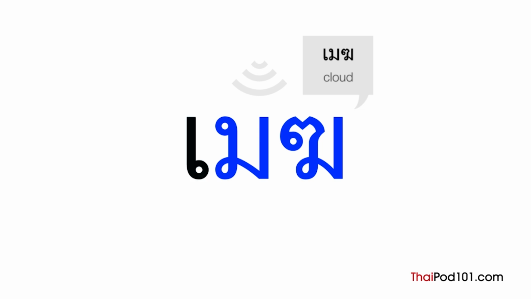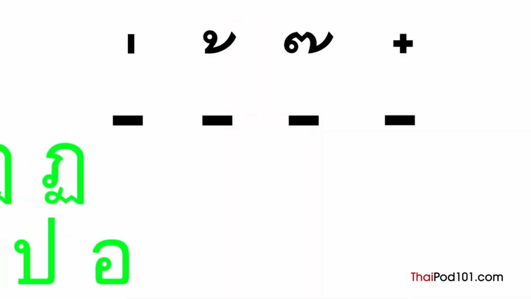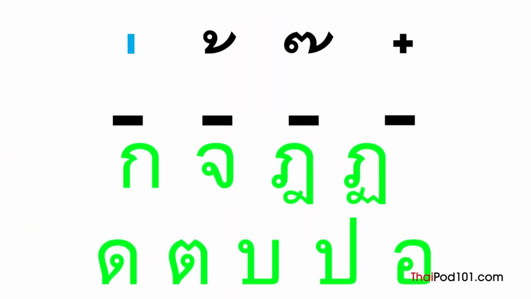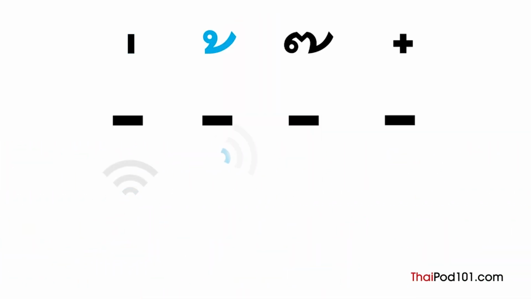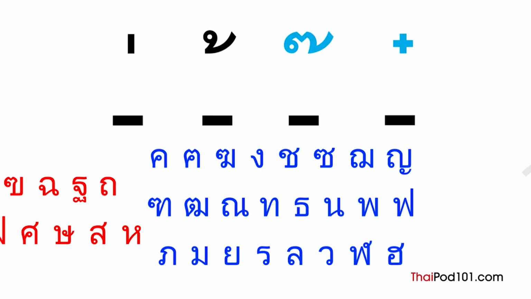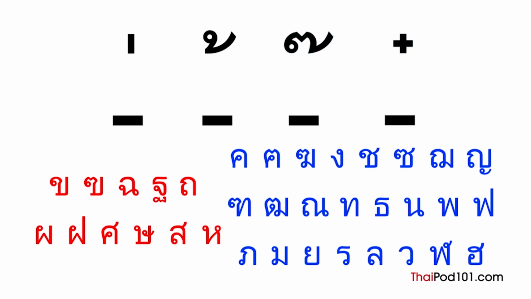Before we move on to talk about the tone rules for using tone marks with other consonant classes, let's review all the tone rules for using tone marks with middle-class consonants. With middle-class consonants, my ek gives a low tone, my to gives a falling tone, my tri gives a high tone, and my chattawa gives a rising tone. The good news is that my tri and my chattawa are not used with the other two consonant classes, so you've already learned half of the rules for tone marks.